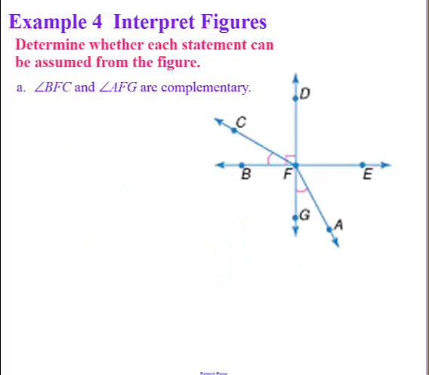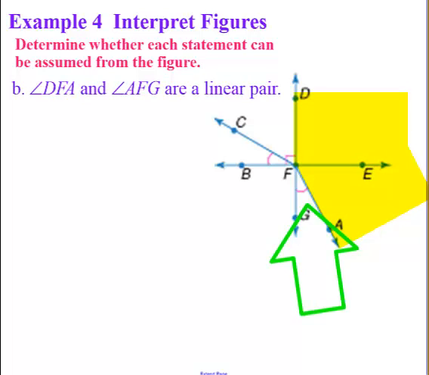Okay, let's look at example 4, interpret figures. Determine whether each statement can be assumed from the figure. So here's question A. Angle BFC and angle AFG are complementary. So let's look at our picture. To be complementary, they both would have to equal 90 degrees when added together. So if we look at our picture, no, they are congruent, but they do not tell us what their measures are. So we do not know their exact measurement, so we would not know if they would add up to 90 degrees.